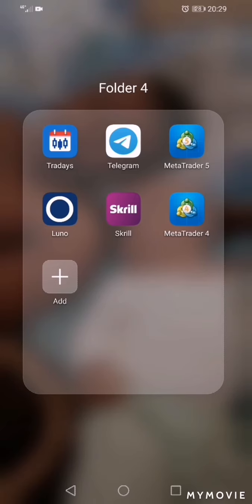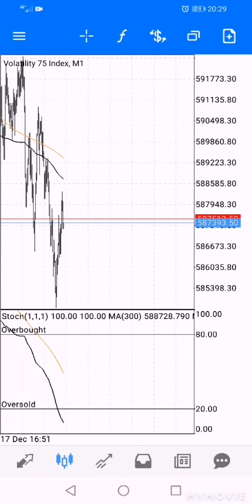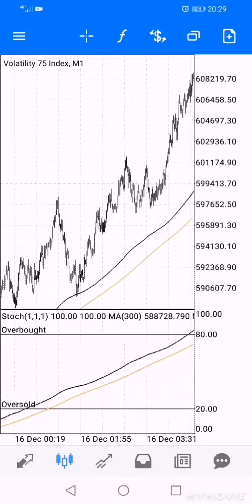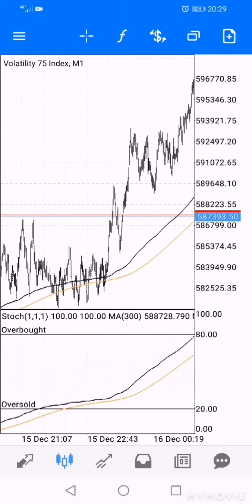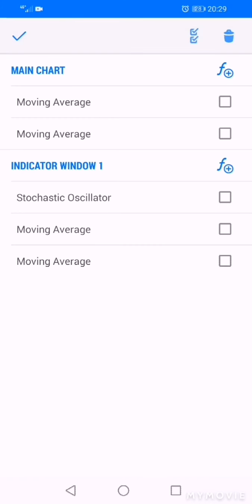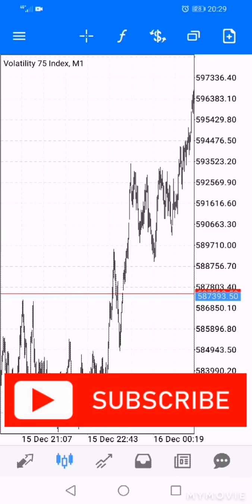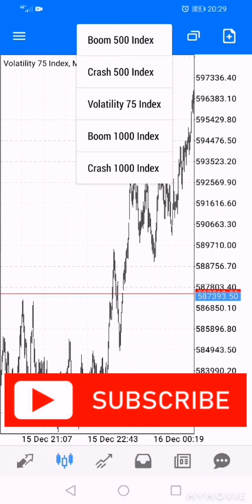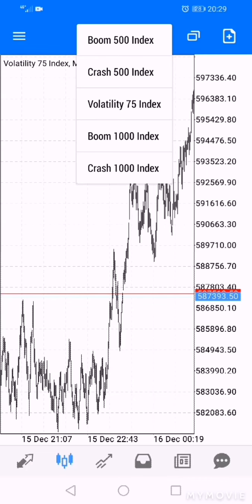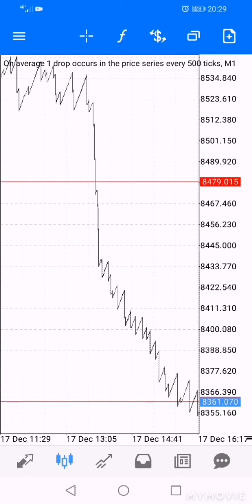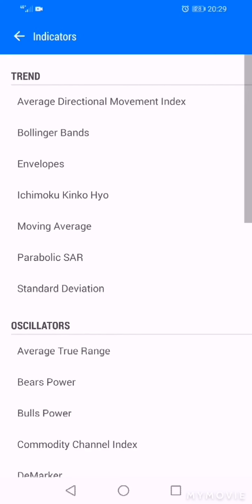So we're gonna go into our MT5, right? I already have it set up. I'm gonna delete everything so that I can show you how to set it up. Let me go into maybe our favorite, which is Crash 500. Okay, good. So go to your little F up there.